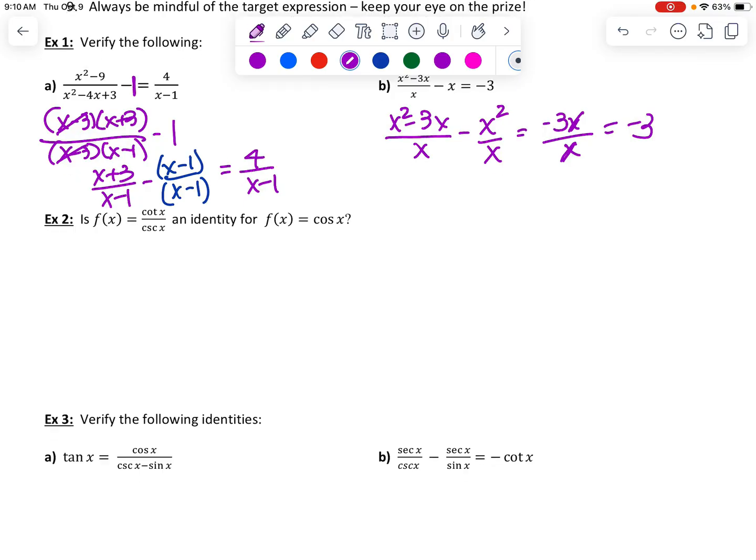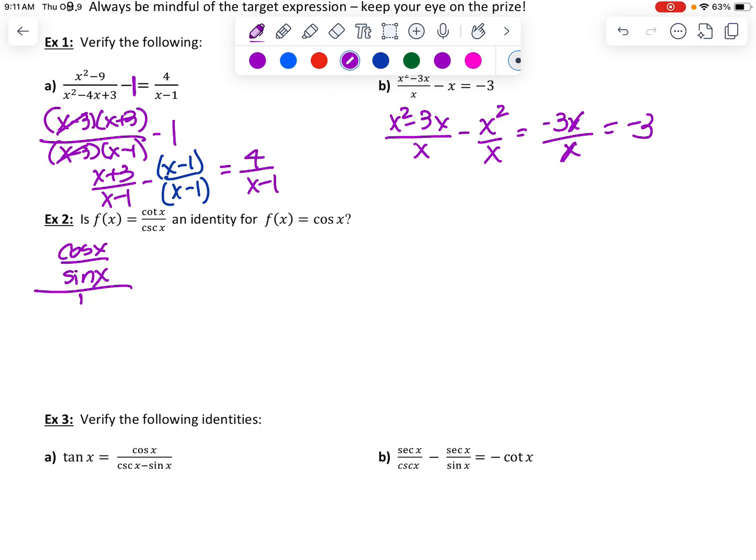Okay, example number 2. We're going to show: is the function f of x equals the cotangent of x over the cosecant of x an identity for f of x equals the cosine of x? Let's give this a little try. The first thing I'm going to do, because I want to end up with a cosine of x, is it makes sense to change everything to sine and cosine. So I'm going to rewrite the cotangent, which is the cosine of x over the sine of x.